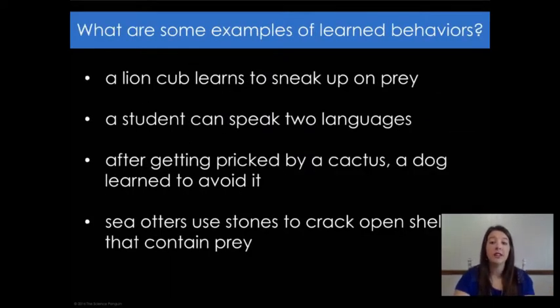So here's some other examples of learned behaviors. A lion cub learns to sneak up on its prey. It does this by watching its mother. A student can speak two languages. You can learn more than one language, and that requires somebody teaching you these are the words and these are what they mean. After getting pricked by a cactus, a dog learns to avoid it. That's an experience thing. It learned, hey, that hurt. I probably shouldn't do that again. And then sea otters use stones to crack open shells that contain prey. This is something they probably watch other otters do, and then they learn to do the same.